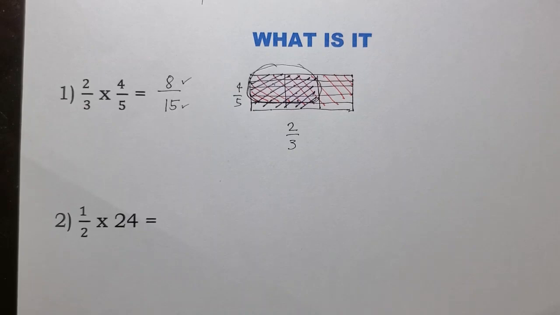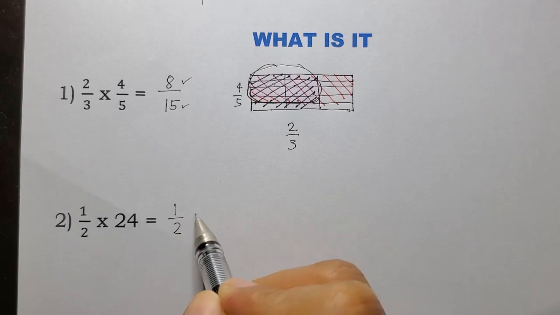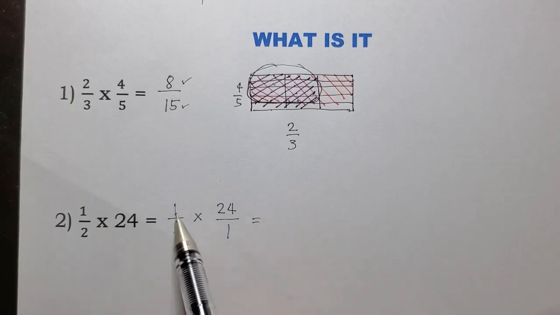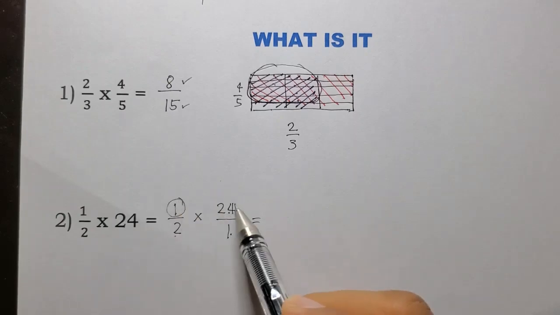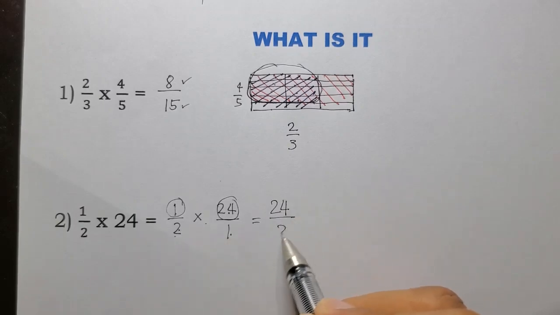But let's verify if our answer is correct or not. Always remember that our whole number is also a fraction, and the denominator of that is 1. So we could also rewrite this as 1/2 times 24 over 1. If we already have that kind of numbers, then the next thing that you have to do is multiply numerator by numerator, denominator by denominator. So 1 times 24 is equal to 24, and of course 2 times 1 is equal to 2.